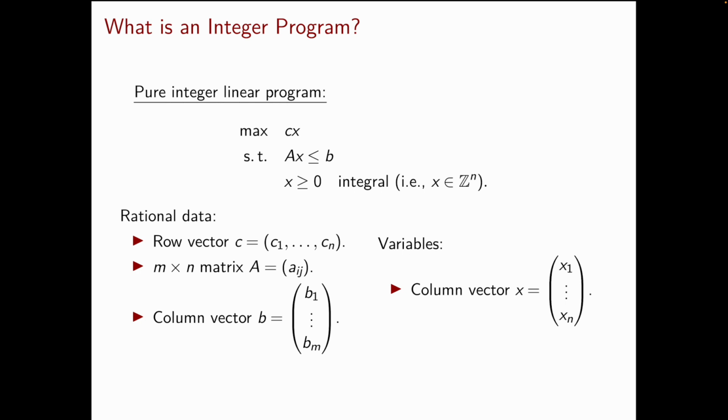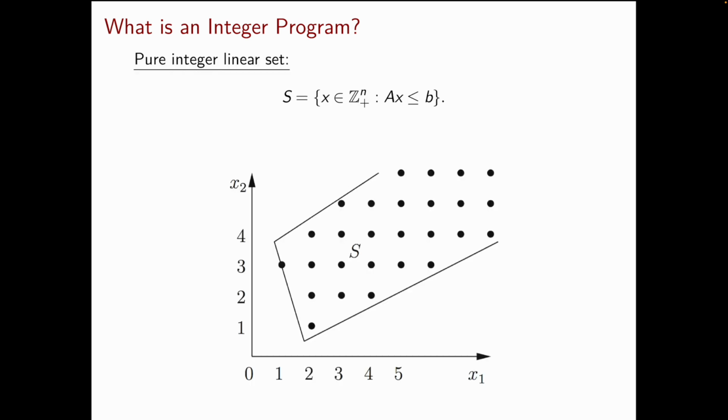Now, the set of points x that satisfy Ax less than or equal to b, x greater than or equal to 0, and integral is called the feasible region of this pure integer linear program. And it is also called a pure integer linear set. So by definition, a pure integer linear set is a set S containing points in Z^n_+, so non-negative points in Z^n, such that Ax is less than or equal to b.